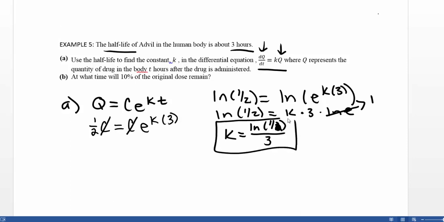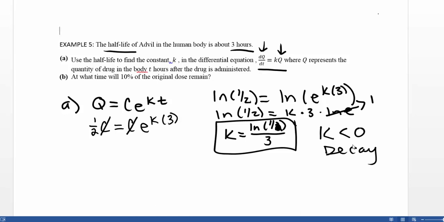So now I've solved for my rate here. And what I want you to notice is that if you were to put this into your calculator and do the natural log of 1/2 divided by 3, that's going to give you a negative number. So that means that k is negative. So this is a model of decay. And that makes sense because we're talking about how the drug leaves the body.